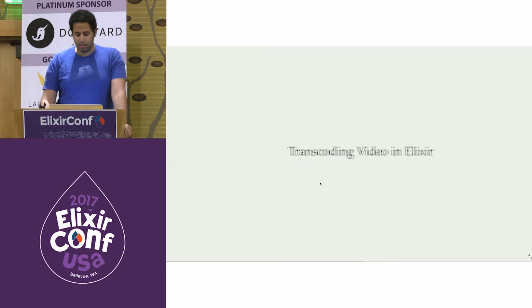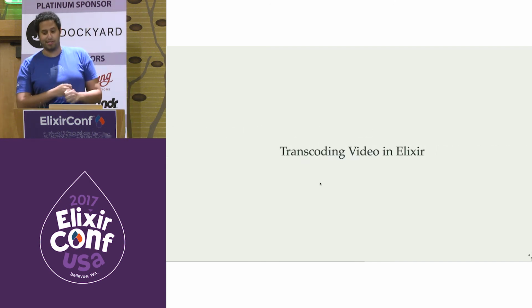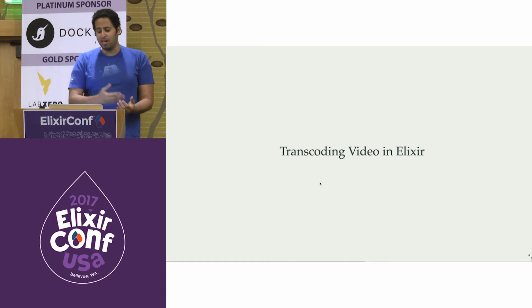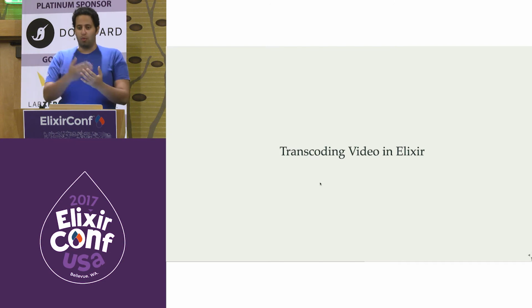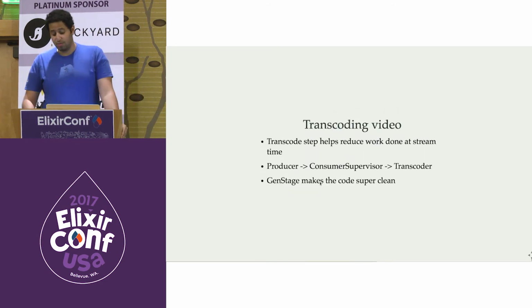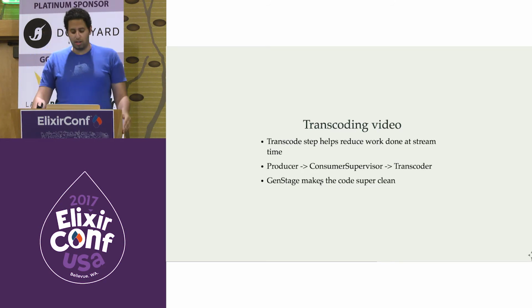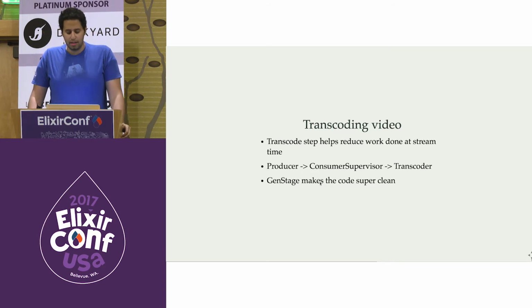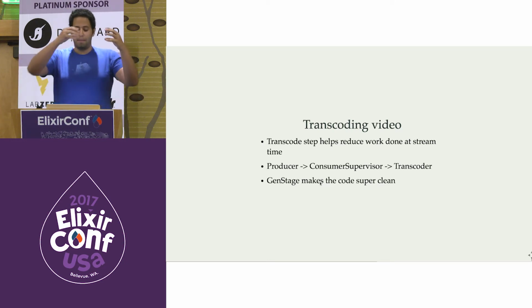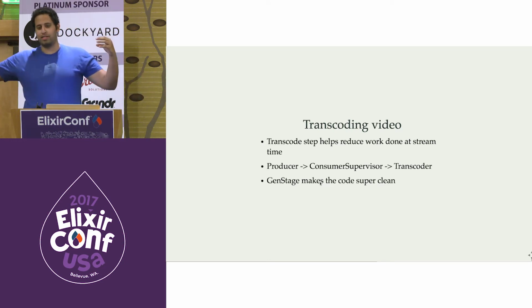So let's move on to transcoding video in Elixir. So we now have the layout, right? We have Ffmpeg that can be used to transcode, and we have Elixir. We can now shell out of Elixir, so let's talk about this. So the step, like I mentioned earlier, helps reduce a lot of the work done at stream time. The basic flow that we're going to build is GenStage, producer, consumer supervisor, transcoder.